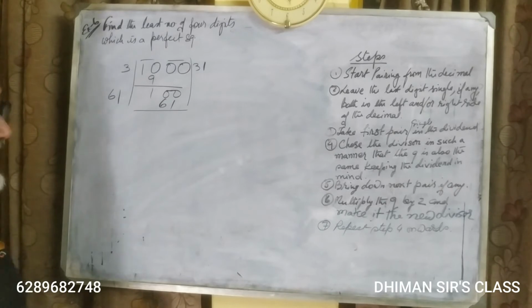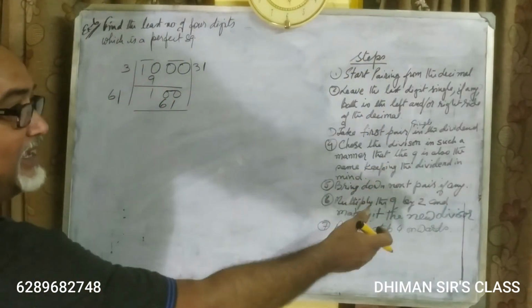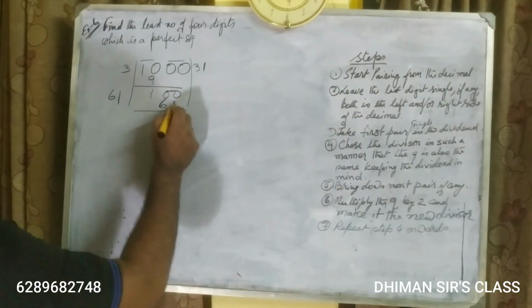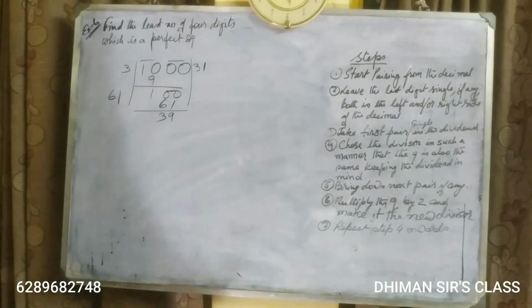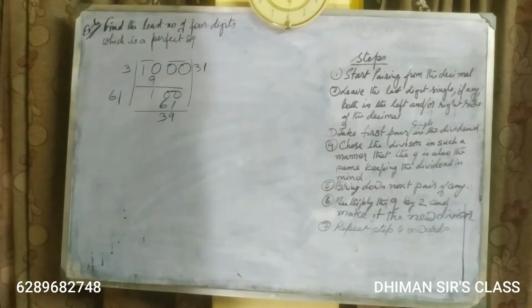My dear students, don't misunderstand. The steps to be followed, as the steps are not rubbed off in each and every example, I'm keeping the steps. So 9, 7, 39. See, 39 is the remainder. Sir, in the previous example, what we did, we subtracted the remainder from the dividend.